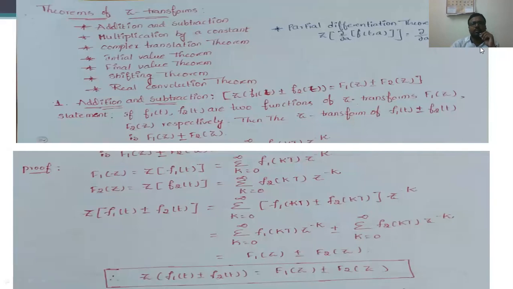So the theorems of the Z transform are addition and subtraction theorem or property, multiplication by a constant, complex translation theorem, initial value theorem and final value theorem, shifting theorem and real convolution theorem. So in all these theorems, the initial value theorem and final value theorem are very important.